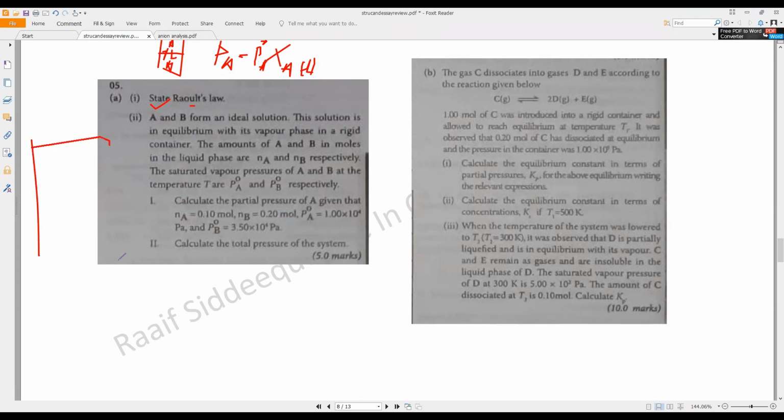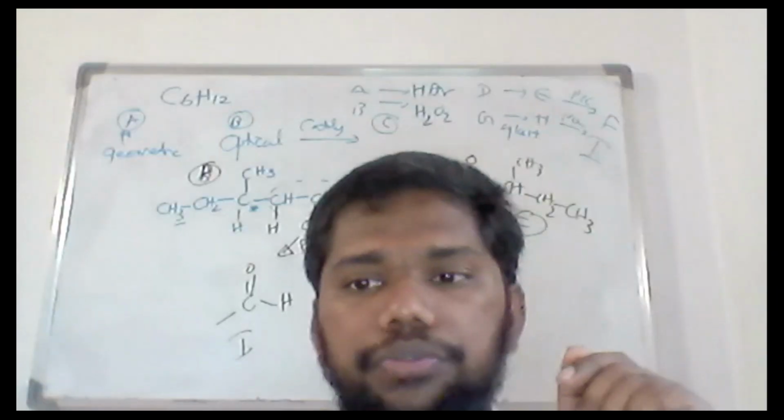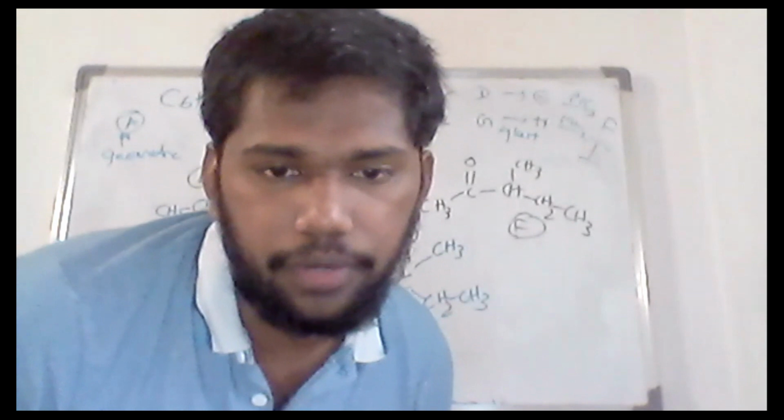So we have A and B. This is the information that they have given. A and B in the liquid phase are Na and Nb. So we have Na here, and we have Nb here. The saturated vapor pressures of A and B at the temperature are P naught A and P naught B. So we will stop sharing and we will use the board very quickly. It will be easy for us to go fast and do the calculation straight.